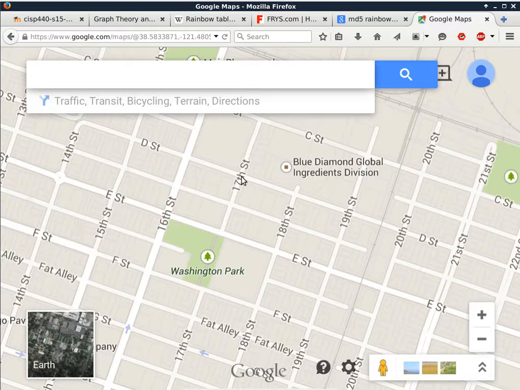San Francisco is one of those places where the shortest path is not necessarily the easiest path, because it might have a steep uphill and a steep downhill, as opposed to walking around on flat ground.